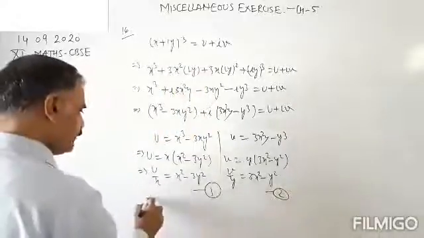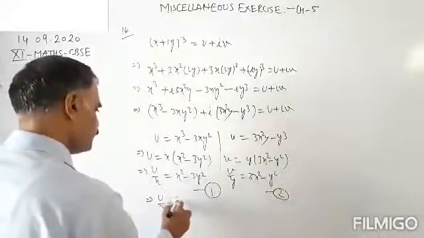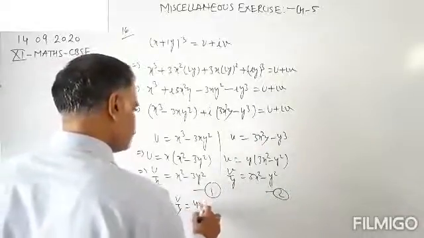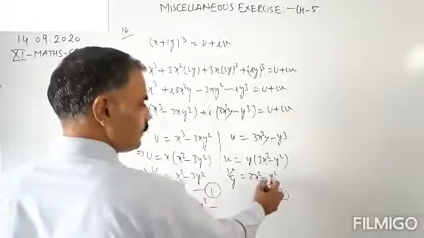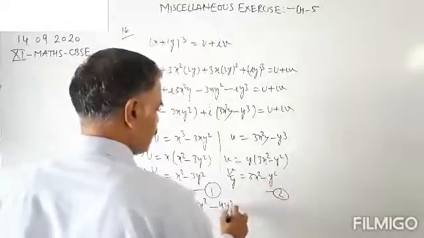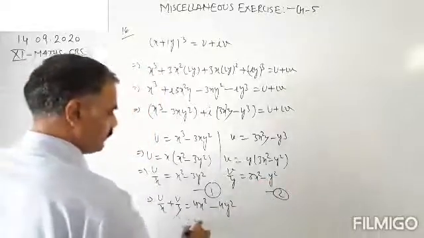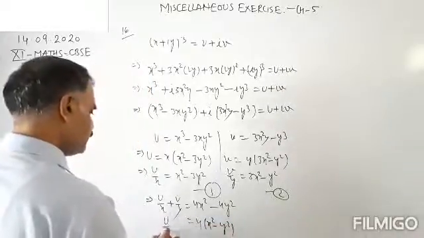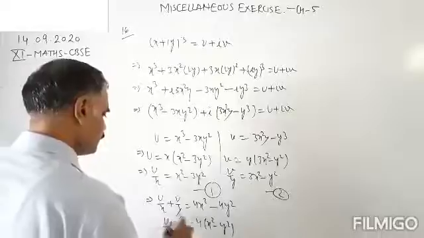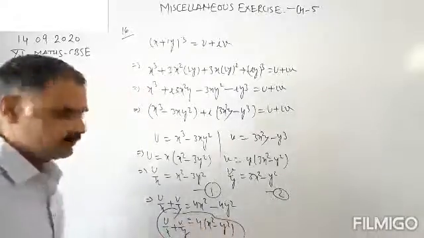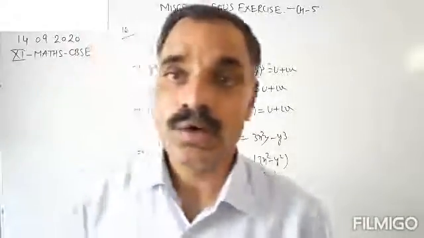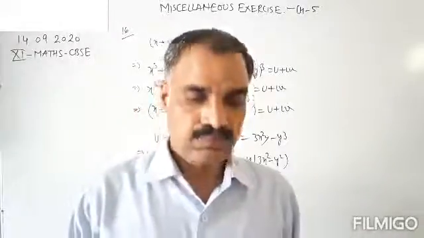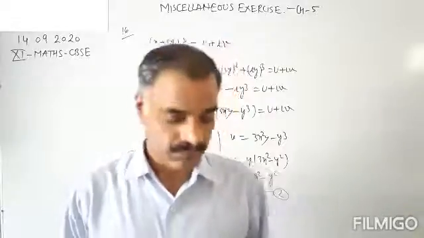Now adding equation number first and second, we will have u upon x plus v upon y equals x square plus 3x square, 4x square, minus 3y square minus y square, minus 4y square. Okay, so taking 4 common, 4 times x square minus y square, this is u upon x plus v upon y. Okay, so this is the solution of question number 16 of the miscellaneous exercise, chapter number 5.